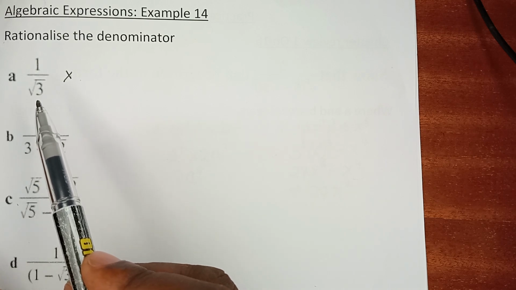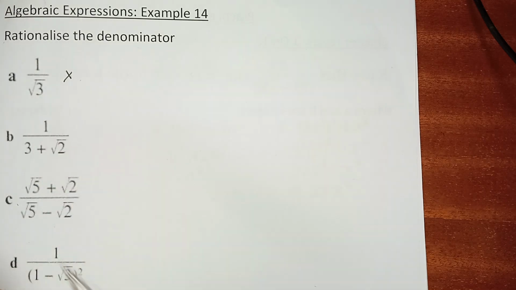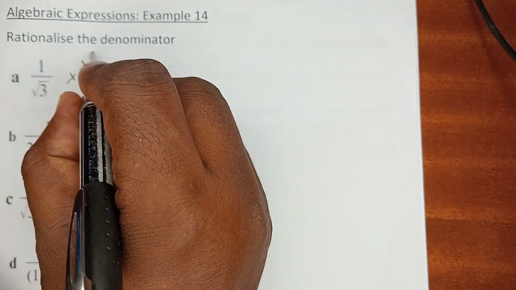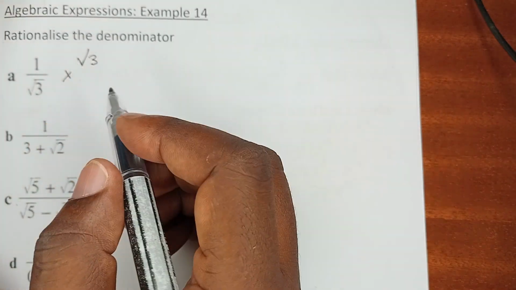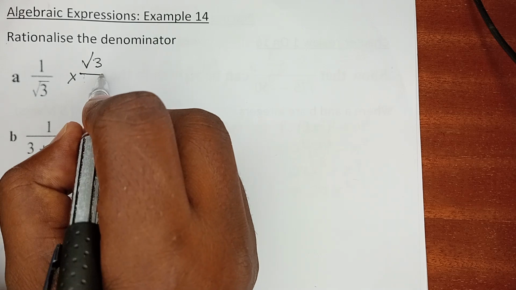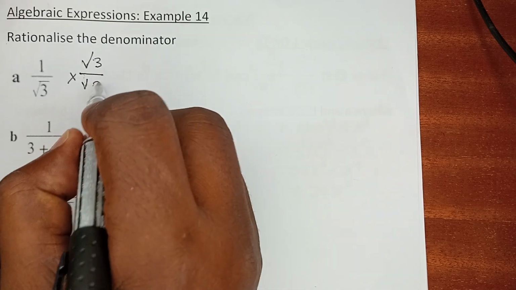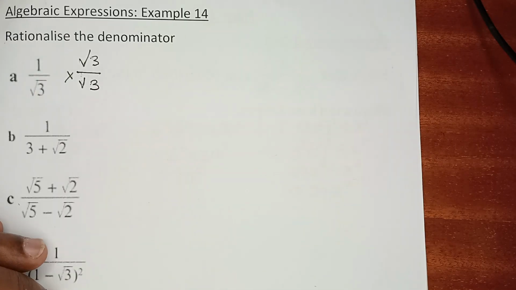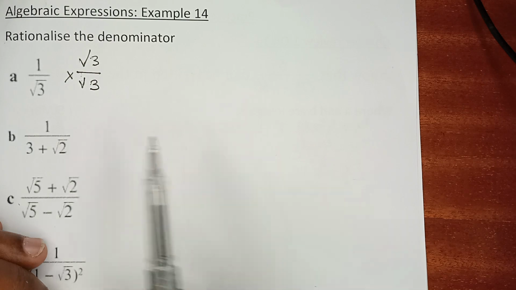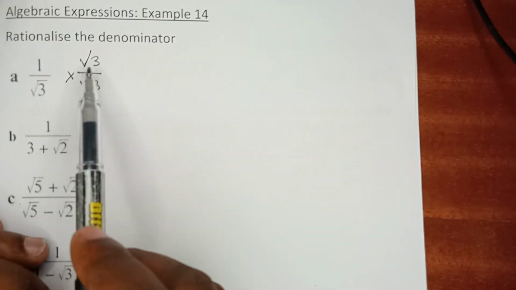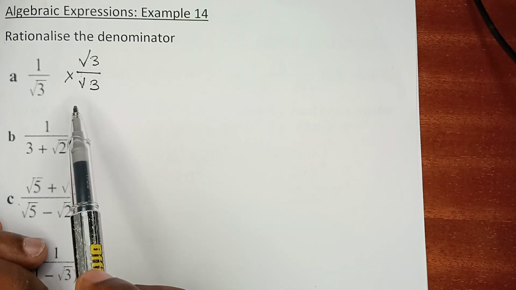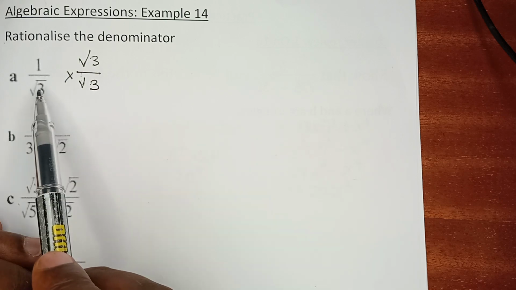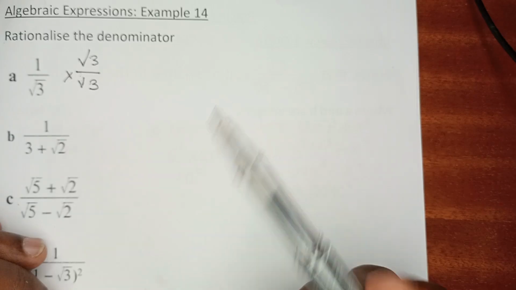And in this case, we would wish now to multiply the numerator by root 3 and the denominator by the same root 3. You realize that when we multiply by root 3 over root 3, it is just like multiplying the original term by 1. So we change nothing.